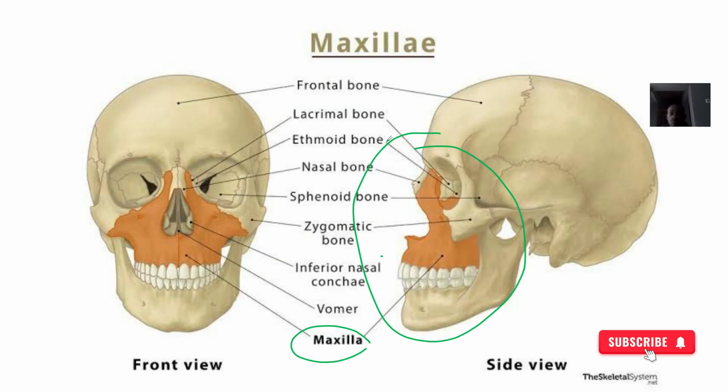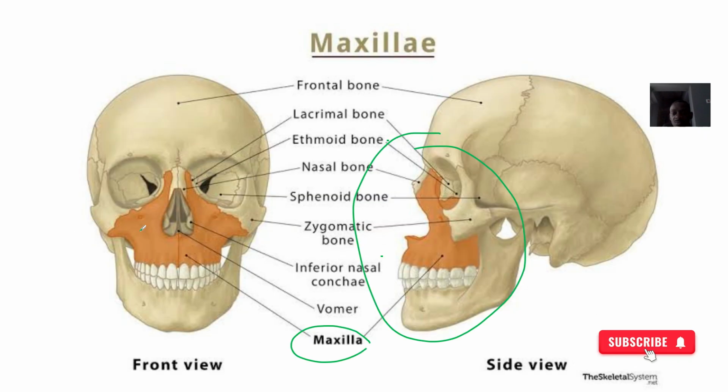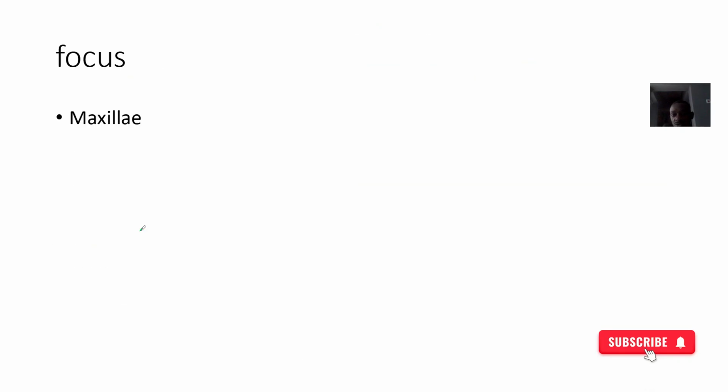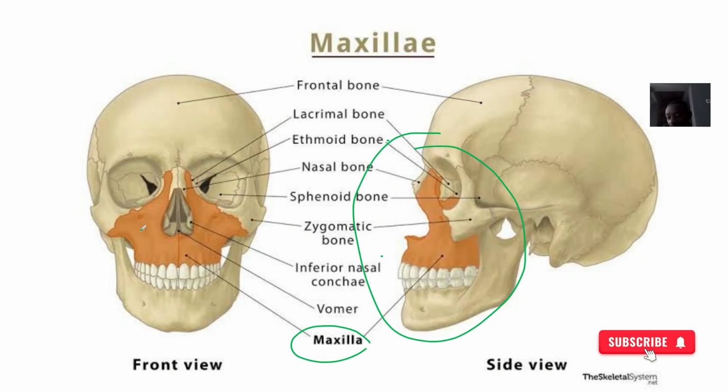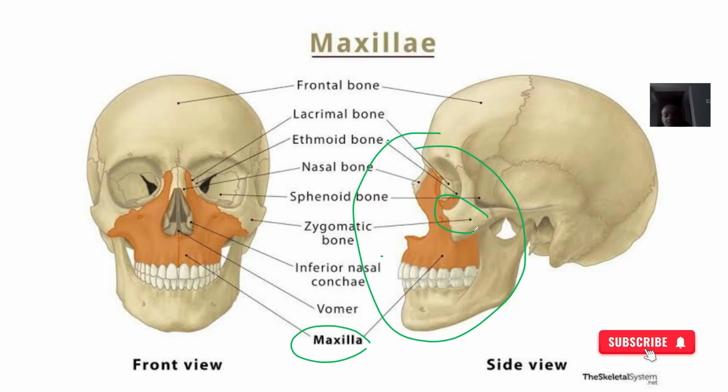Key features: it has a body, it has the alveolar process, it has the palatine process, it has the frontal process, which interacts with the frontal bone. Do you understand? It has a zygomatic process, which interacts with the zygomatic bone. It has an infraorbital foramen.